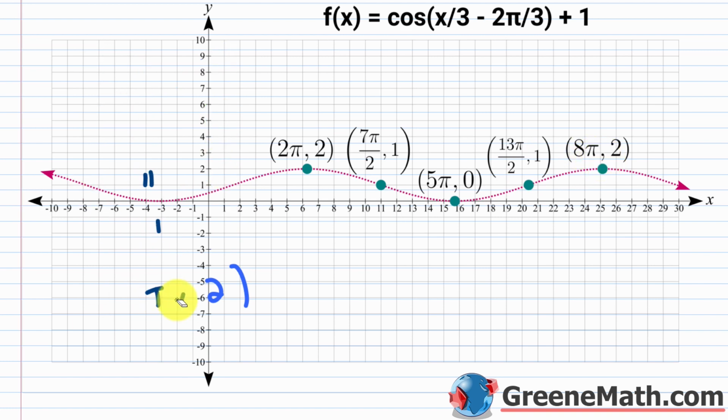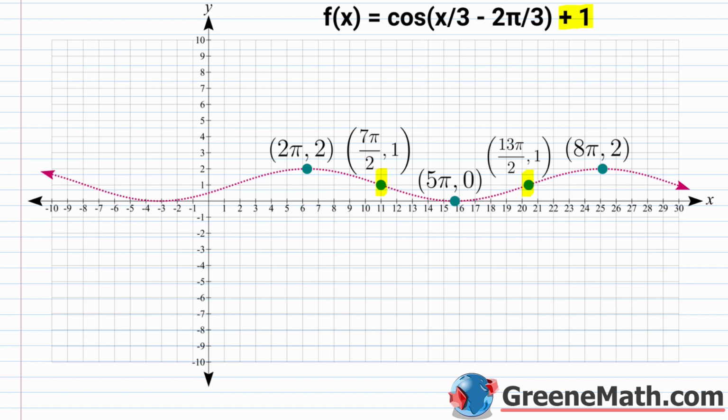But you see the beginning of the cycle, we have this 2 pi, 2, then we have 7 pi over 2, 1, then we have 5 pi, 0, you have 13 pi over 2, 1, and then 8 pi, 2. The common mistake that students make is they're not paying attention, and they say, okay, I have an x-intercept here, so they draw a vertical asymptote. That's wrong. You want to look at what happens at the quarter, so at the quarter, and 3/4, because this guy has been shifted up by 1 unit.